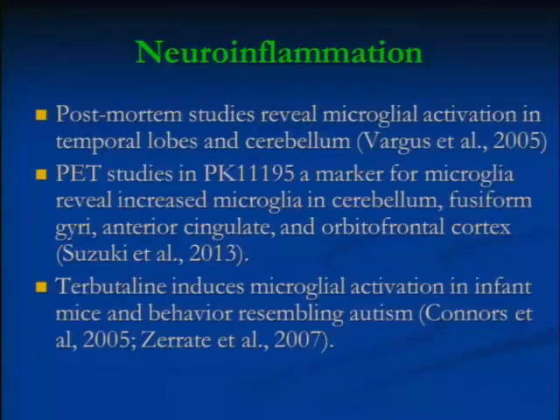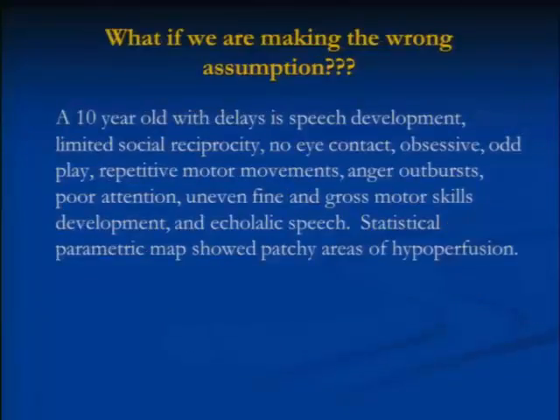Postmortem neuroinflammation. We're back to Dr. Vargas's information, which was that in postmortem studies, there is microglial activation in the temporal lobes and the cerebellum. PET studies using a marker for inflammation have shown increased microglial, in other words, neuroinflammatory cells in various parts of the brain. Terbutaline induces microglial activation in infant mice, and they develop behavior that looks very much like autism. So what if we're making the wrong assumption?